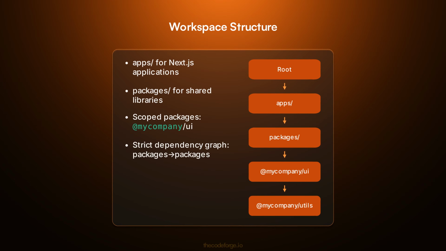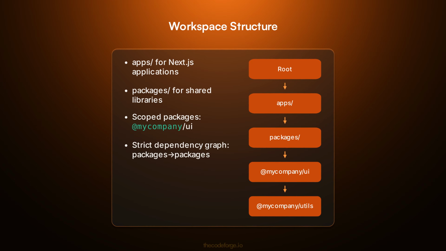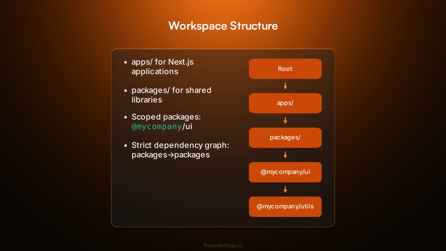A typical enterprise monorepo has apps for Next.js applications and packages for shared libraries. Each app is a standalone Next.js project. Shared packages include UI components, utilities, and configuration. Use TypeScript project references for type checking across packages.